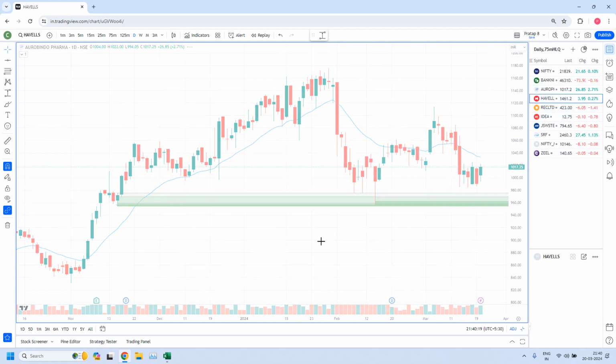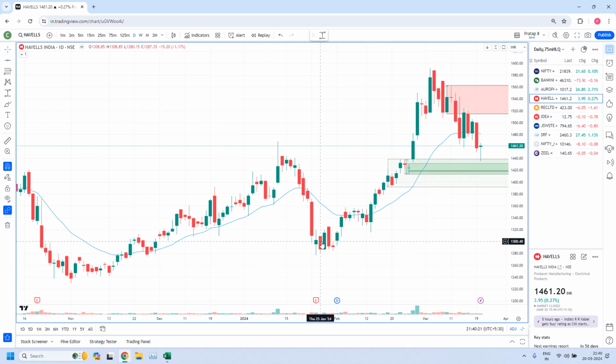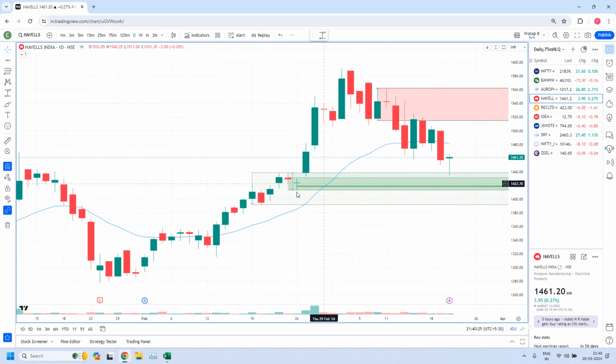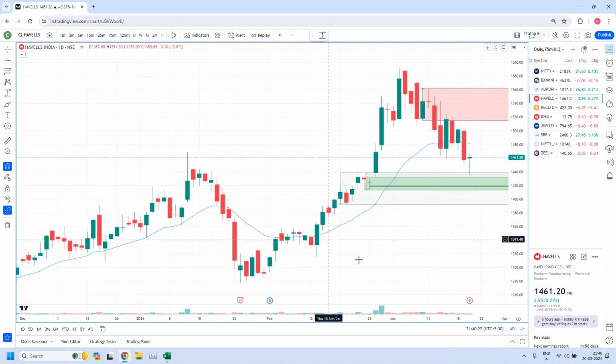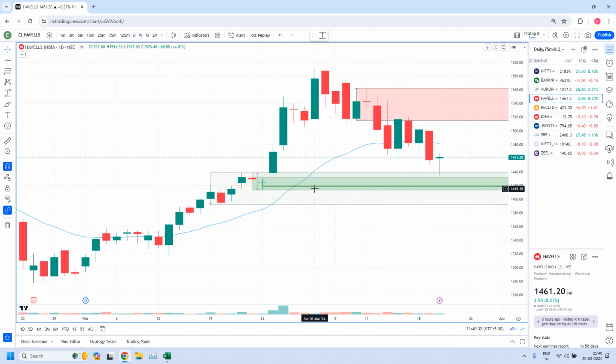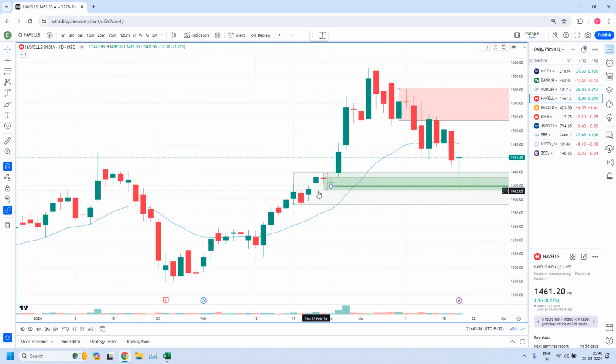Next one is Havells. Havells is a daily zone. Is it daily or 75 minutes? Havells is a daily zone, yes. Here we have, is it a base candle? Please tell me. Is this a base candle? This is not a base candle. This is a leg candle.